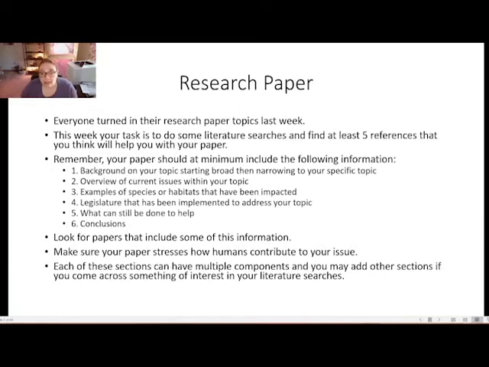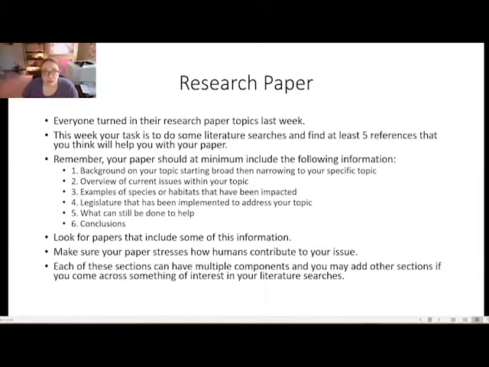It's okay if you find these 5 references and then when you're writing your paper later on, you don't use them all. It's not saying that you absolutely have to use these 5 references in your paper. You can use different references later on. But you do want to find 5 that you think will work, and you want to make sure that you're seeing enough literature out there so that you'll be able to write your paper.